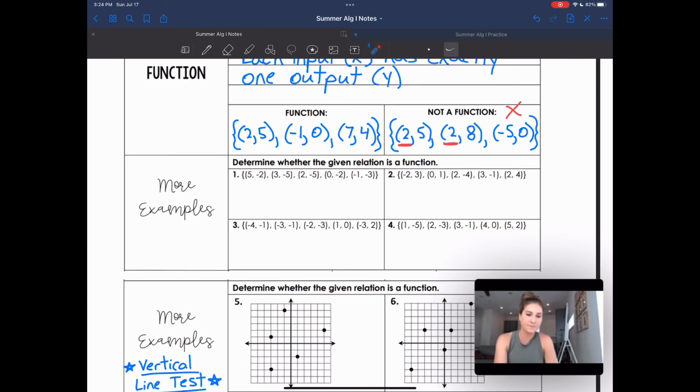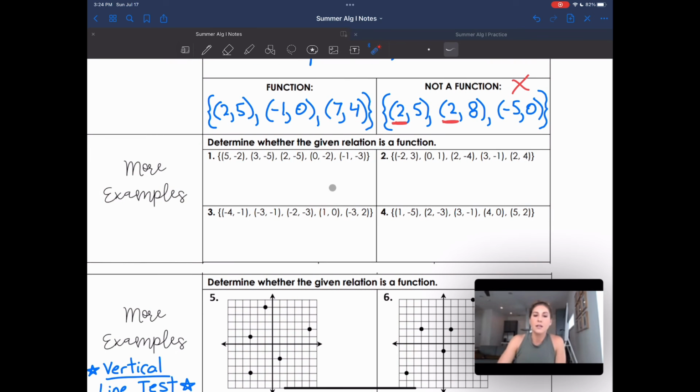So let's look at this first 4 here. It says, determine whether the given relation is a function.